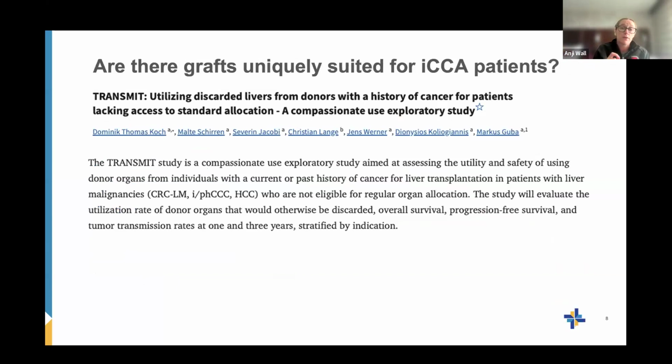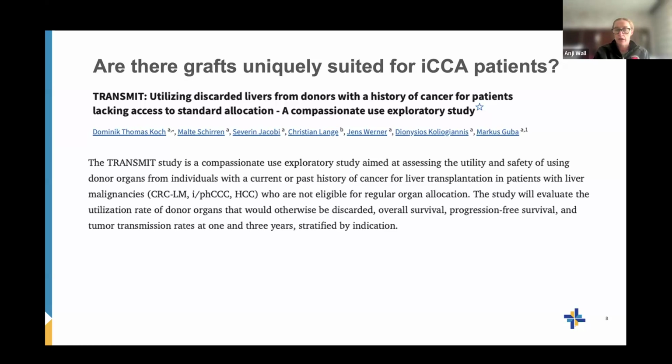But one thing that I think is really interesting is this concept. Are there grafts that are uniquely suited for patients who have advanced cancer? This is a study that I actually just found as I was trying to figure out whether there are grafts that we could use for patients with cancer. Basically, it's an exploratory study that's going to assess the utility of using donor organs from individuals who have either a current or past history of cancer.